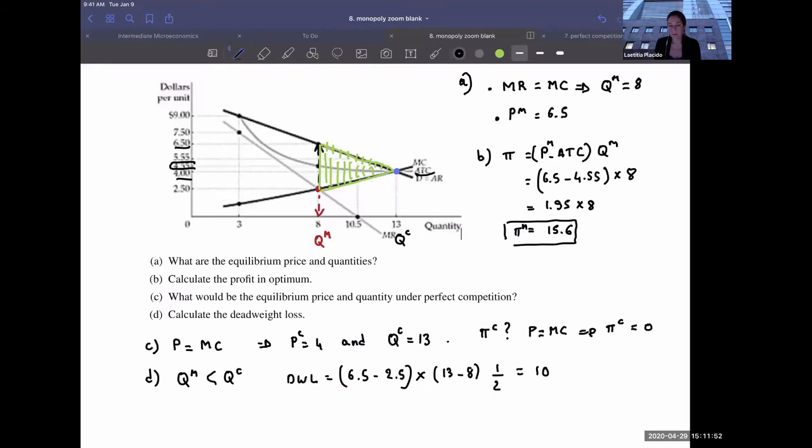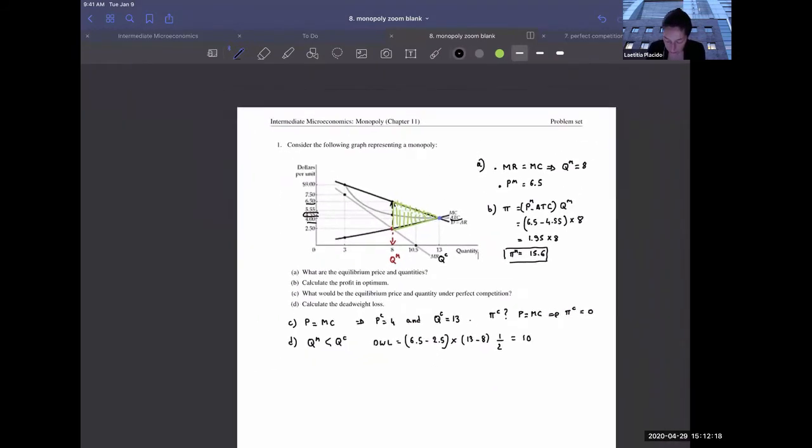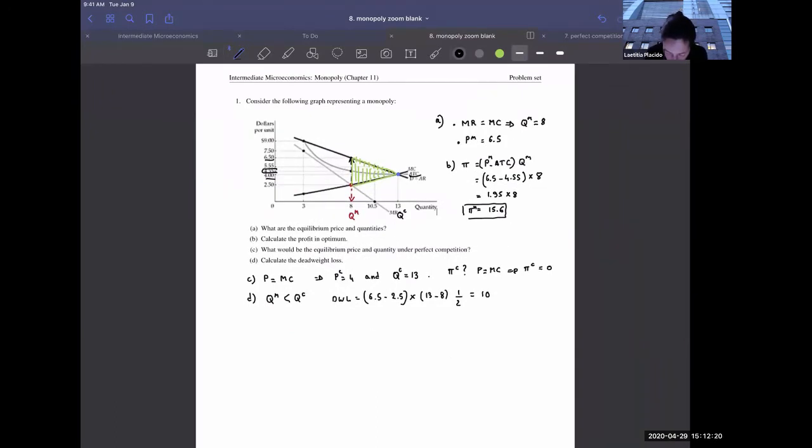So this question was about reminding you what is the equilibrium for a single price monopolist, what is the equilibrium under perfect competition, and to show that when we have a monopolist, total surplus is not maximized. Why? Because we have this deadweight loss, which is this green area here. All right, so let's move to question 2.